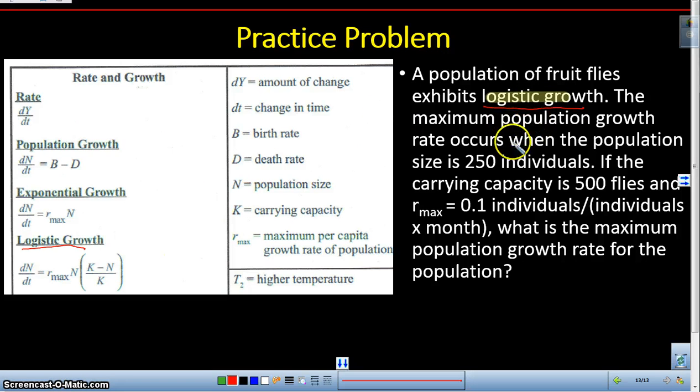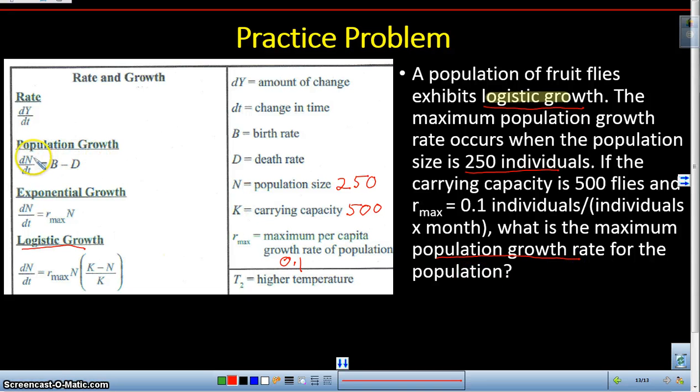The maximum population growth rate occurs when the population is 250 individuals. So I know my population size, or N, is 250. If the carrying capacity is 500 flies, here's the carrying capacity, 500, and the R max, and it tells us here, the R max is the maximum per capita growth rate of the population, that is 0.1. It says what is the maximum population growth rate for this population.